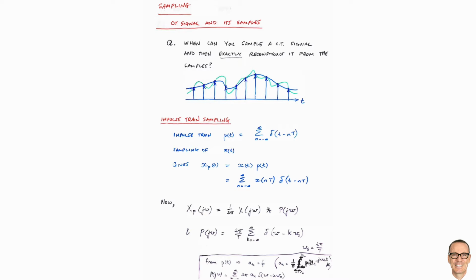So let's look at sampling. We're converting from a continuous time signal into a discrete time signal, which can be stored on a computer and processed digitally. One very fundamental question is, when can you sample a continuous time signal and then exactly reconstruct it from the samples? Really the question we're asking is, how fast do you need to sample? That's another way of asking that same question.